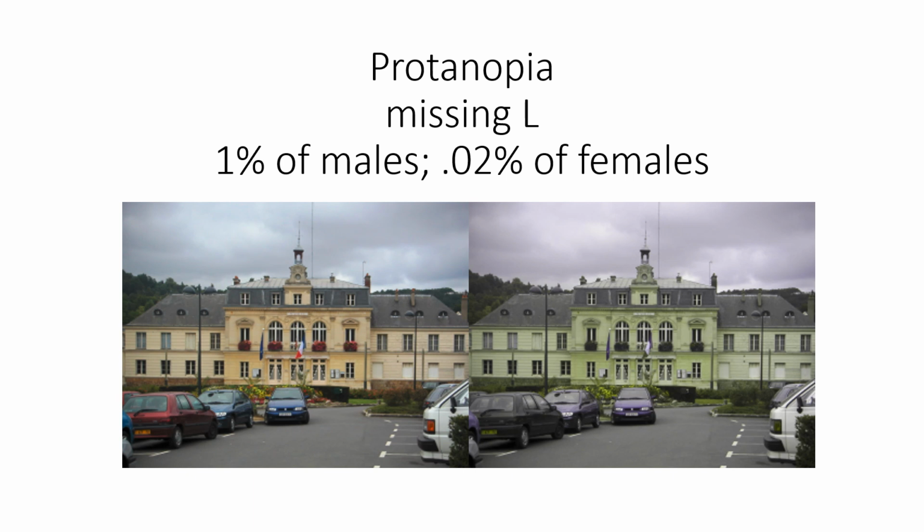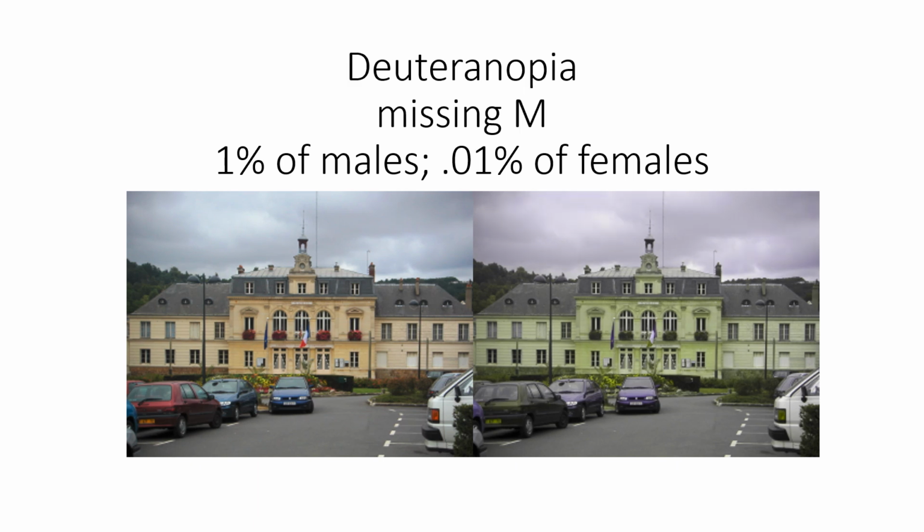So some examples: missing the long wavelength cones, protanopia. You don't need to know these names, but here they are in case you want to. 1% of males and 0.02% of females. And as I move to the next one, people missing medium wavelength cones, you can see that those two cones together are letting us see these distinctions. The picture on the right, where we're really missing the reds and yellows and that distinction from green, is going to look very similar for deuteranopes.